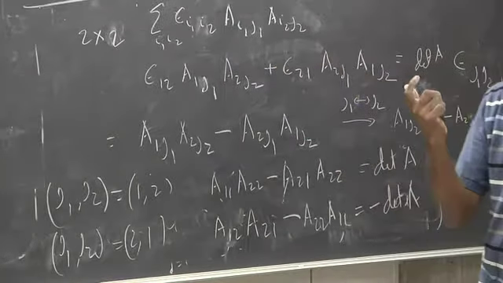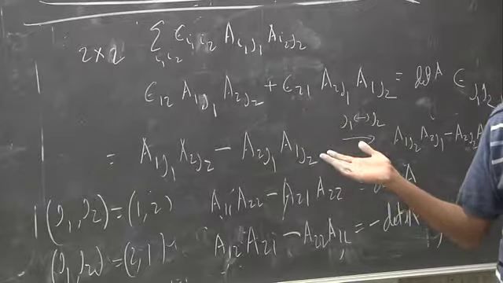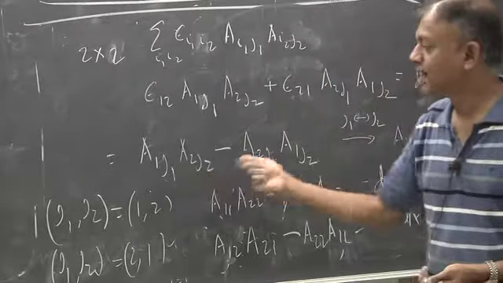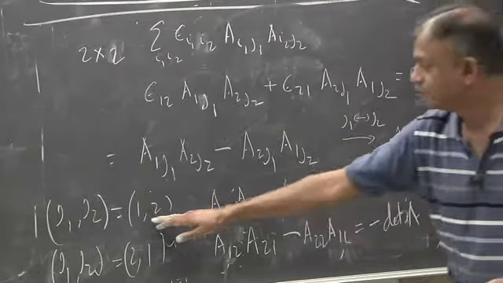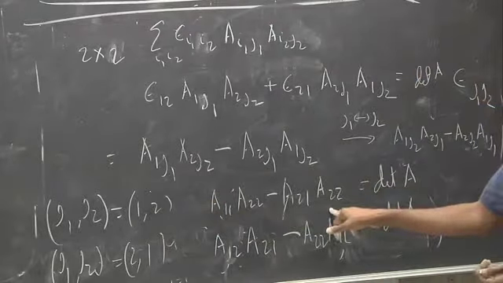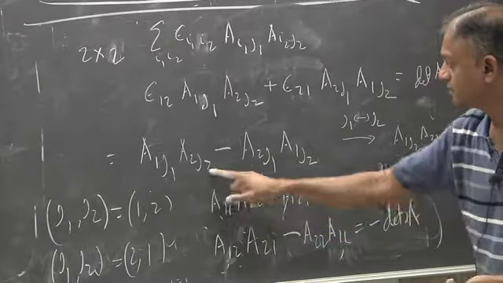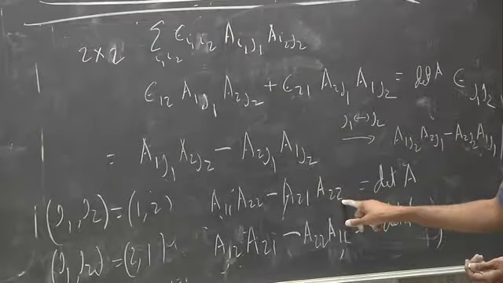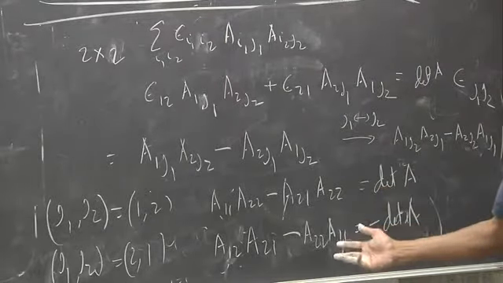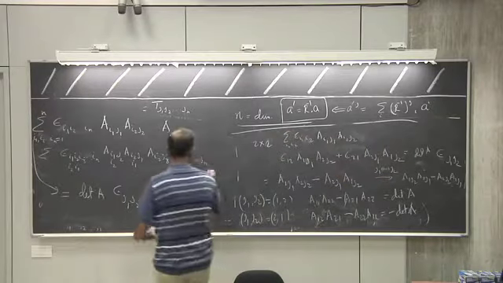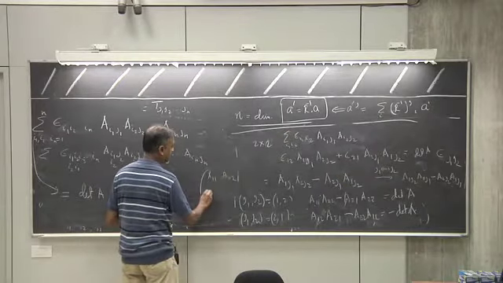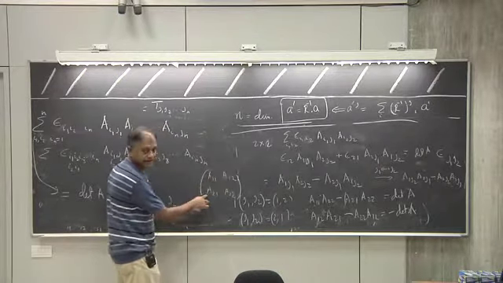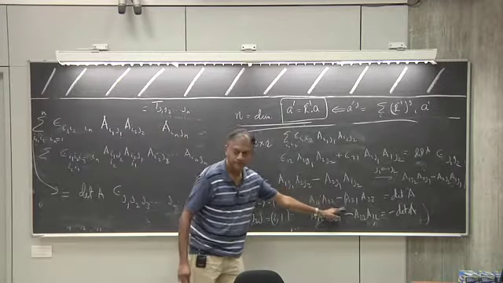So all I need to check is, when J1 is equal to J2, it has to be 0, because it's antisymmetric. So all I need to check is what happens when J1 is equal to 1 and J2 is equal to 2. And when I do that, this is the same as that, right? J1 is 1, J2 is 2, and here J1 is 1, J2 is 2. But this is the determinant of a 2 by 2 matrix. If you remember A1,1, A1,2, A2,1, A2,2, the determinant is this times that minus this times that, which is this.